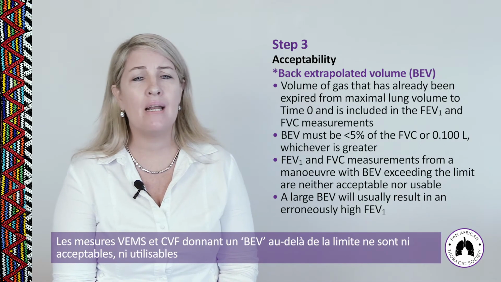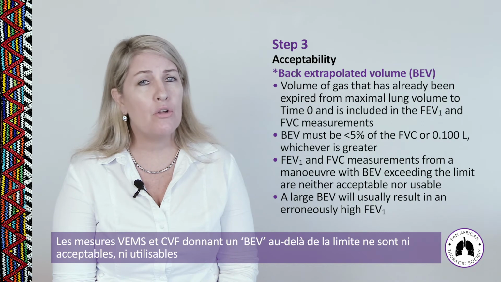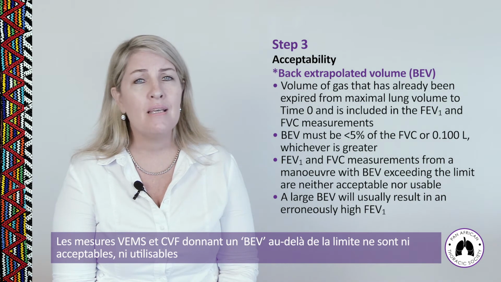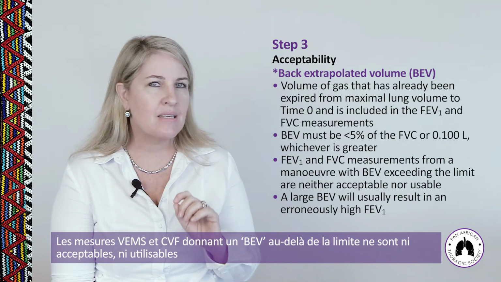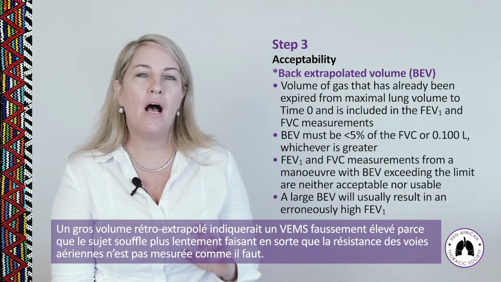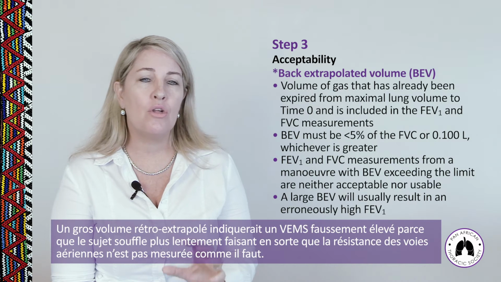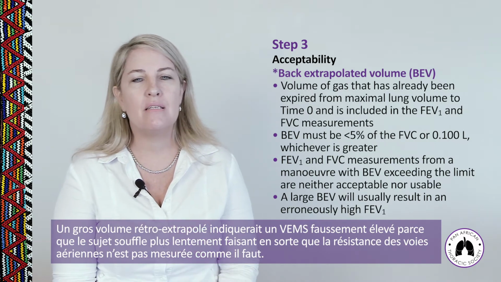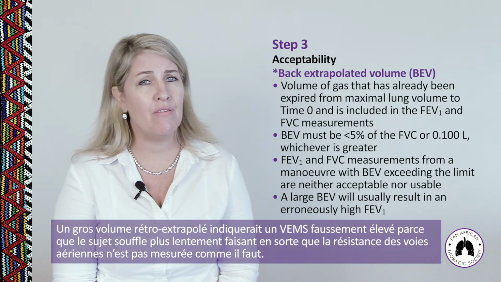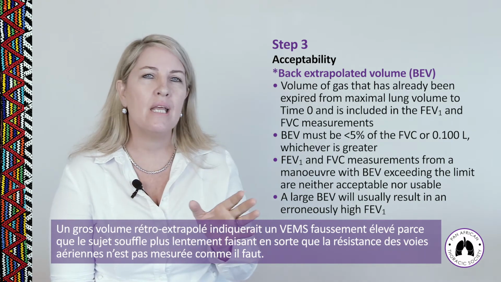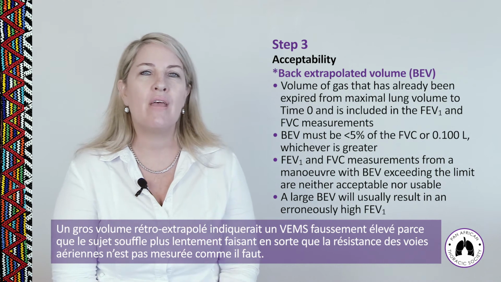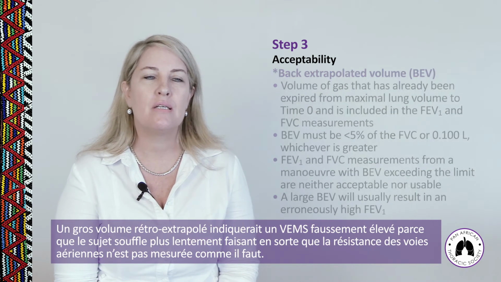The FEV1 and FVC measurements from a maneuver with a BEV that exceeds that upper limit is neither acceptable nor usable. A large back extrapolated volume will usually result in an erroneously high FEV1 because the patient is blowing more slowly, so therefore the resistance of the airways is not correctly measured.